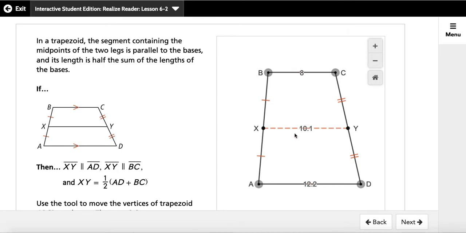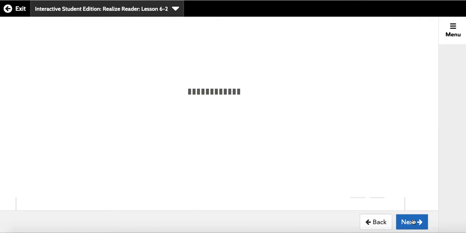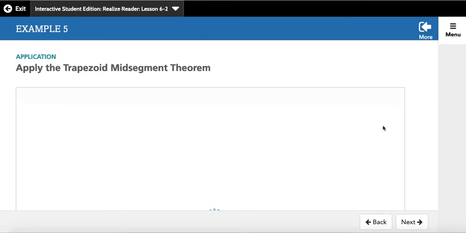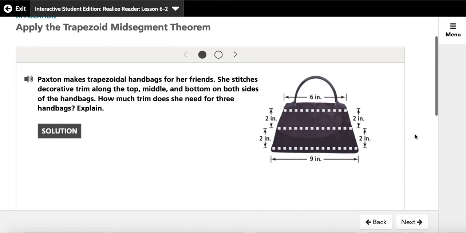Or another cool thing is if you know what this length is, you can double this length, 20.2, subtract it from that one, or subtract that one from it, and you can get the other one. Maybe that's going to show up in one of the problems. Let's take a look at the problems they want us to try out. Apply the trapezoid mid-segment theorem.